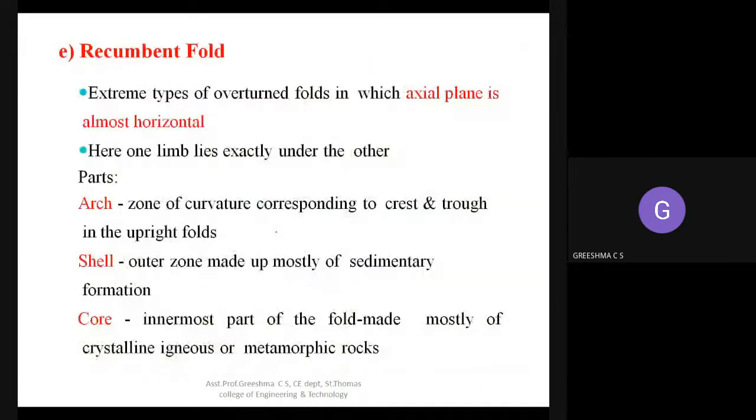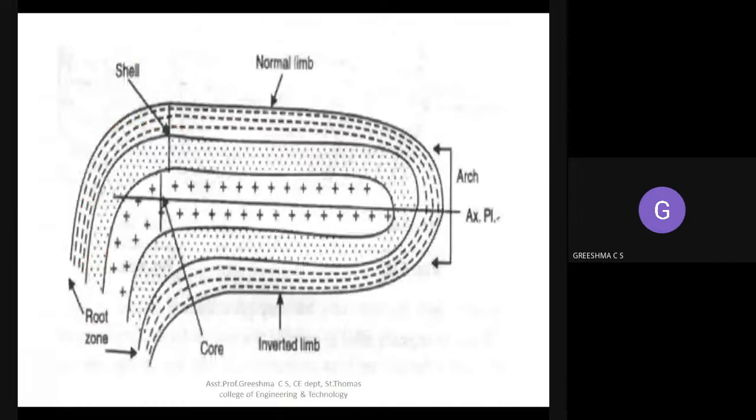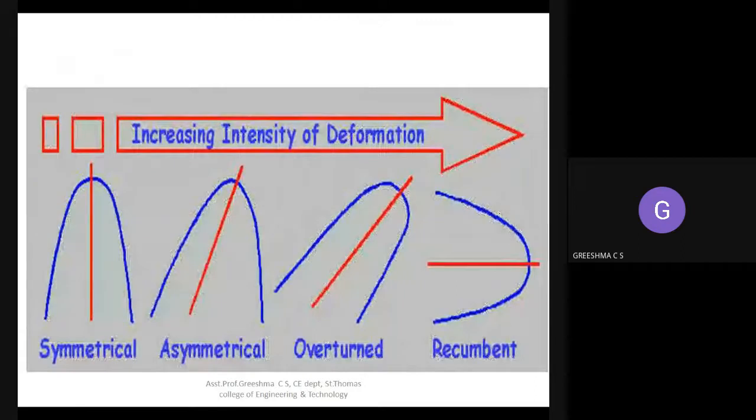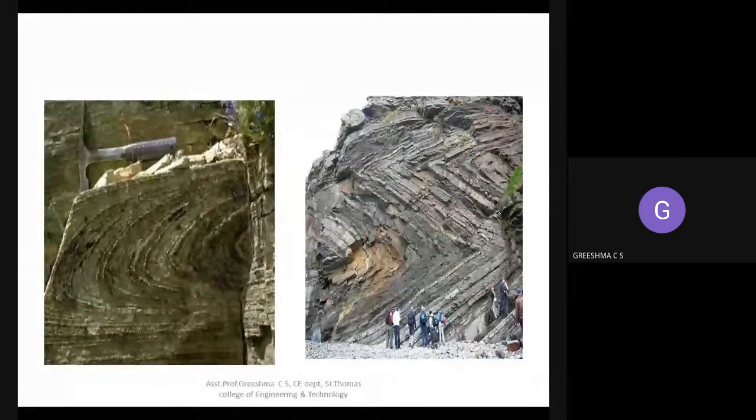Here the extreme type of overturned folds in which the axial plane is almost horizontal. Here one limb lies exactly over the other. I'll show you a picture of recumbent. See the recumbent. This is a recumbent fold. You can see here. Recumbent fold. So see this picture.